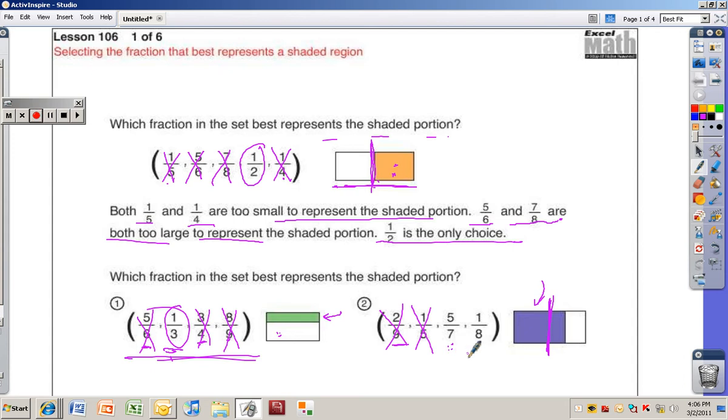And if you don't understand what I just said, you can always compare 5/7 to a half by doing this, what we learned how to do yesterday.